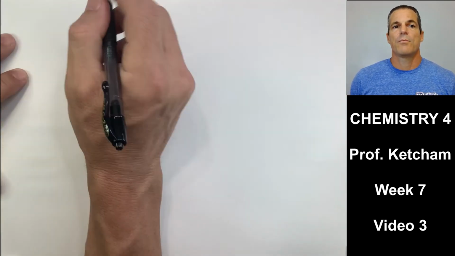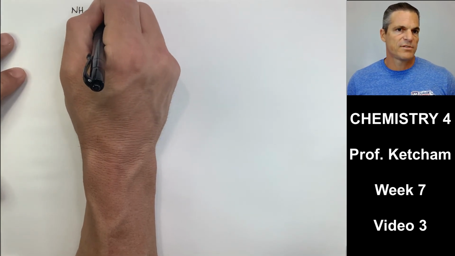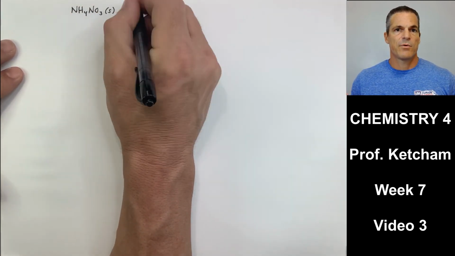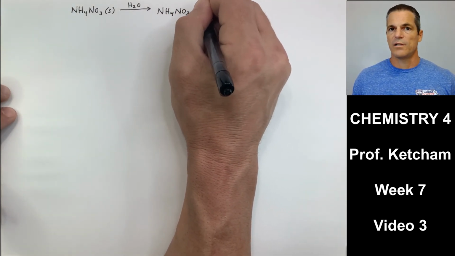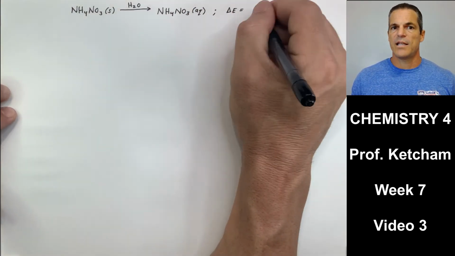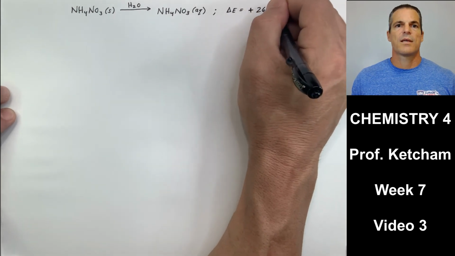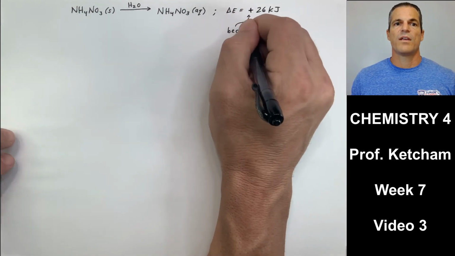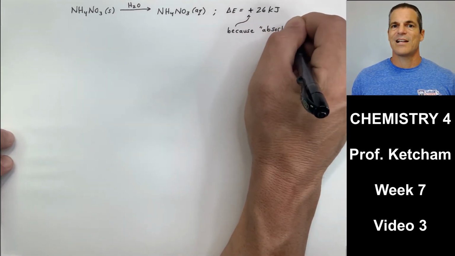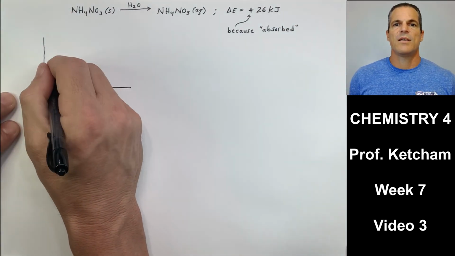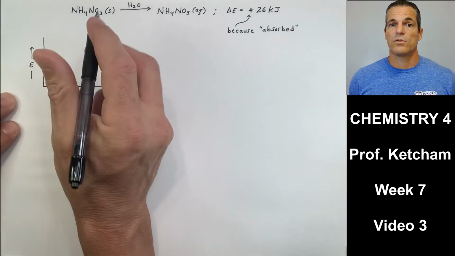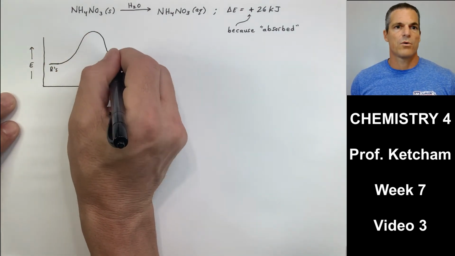All right, now the way I like to do it and the way that most textbooks do it is they like to write the delta E after the equation. So here I have NH4NO3 solid. The presence of water becomes NH4NO3 aqueous. Okay, so just the act of dissolving NH4NO3, this is kind of like in those cold packs that you break. The delta E here is plus 26 kilojoules because the energy is required or absorbed.